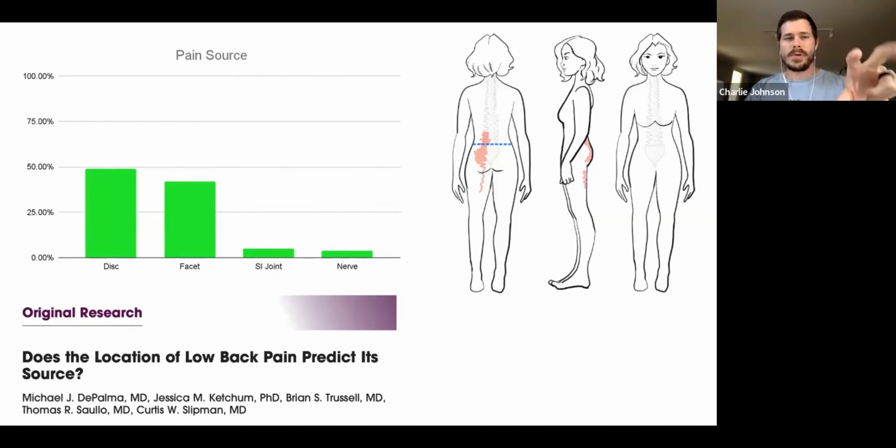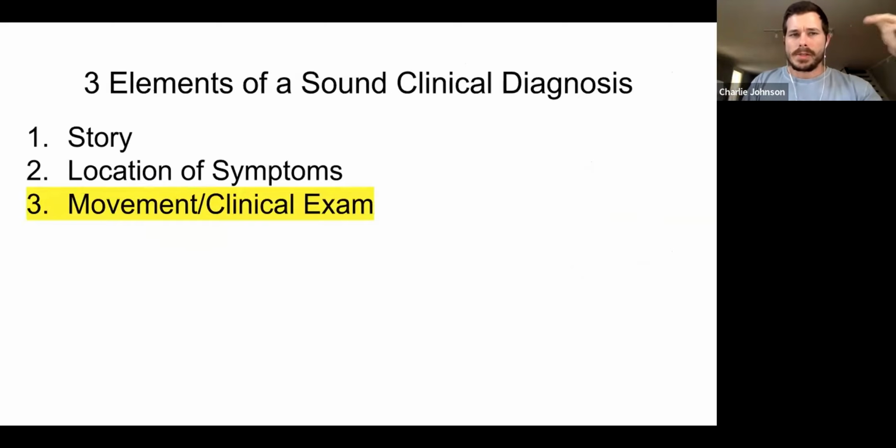All right, and we'll talk about how we can get even better or zoom in on the most likely source of your symptoms using some other components of the clinical exam in a little bit. So location alone can tell us a lot about the most probable source of your symptoms. We talked about the story, location of symptoms, and how that increases probability. But now the final piece is the movement and/or clinical exam.